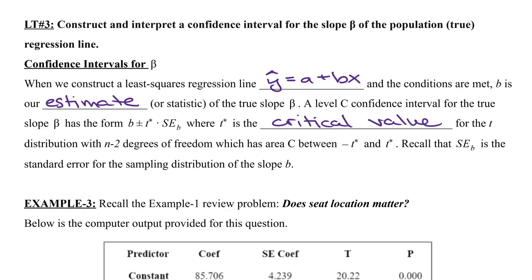beta. When we construct our LSRL, y hat equals a plus bx, and conditions are met, b is just an estimate, our statistic, so an estimate of the true slope beta. We can create a confidence interval for the true slope using the formula b plus or minus t star times SEB, where t star is our critical value and SEB is our standard error of our slope. Our degrees of freedom are going to be n minus 2. That's going to help us find our t star.